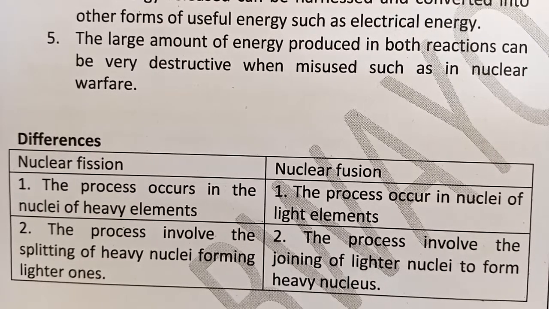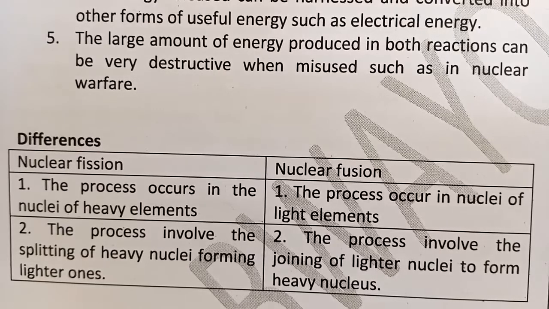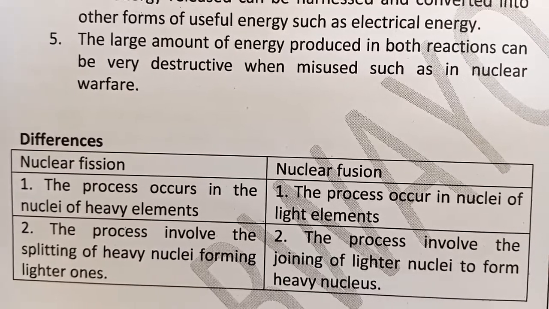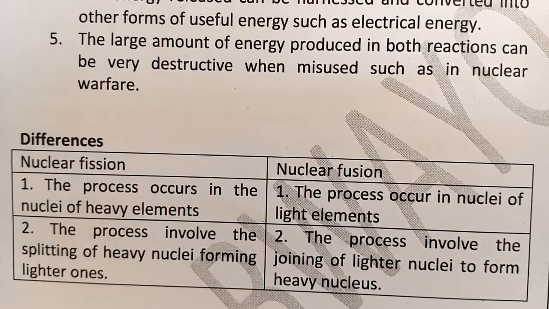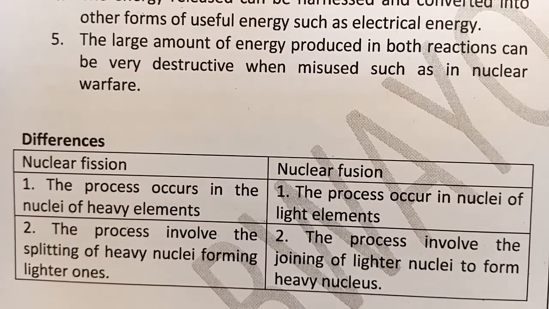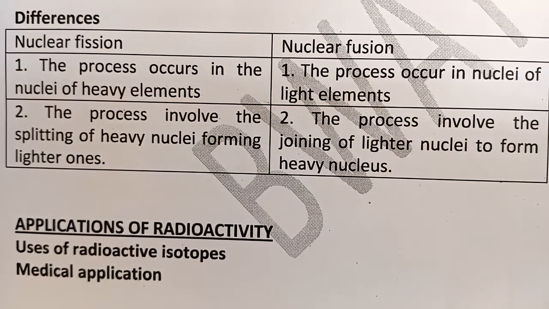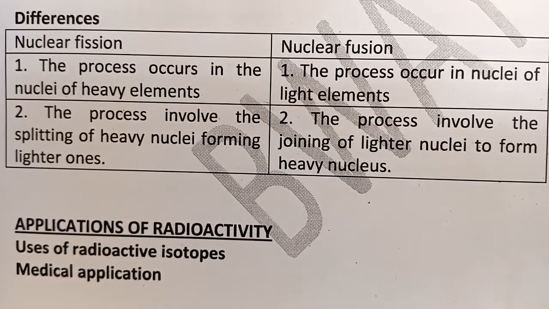In nuclear fission, the process involves splitting of the heavy nuclei, forming lighter ones, while in fusion, the process involves joining of lighter nuclei to form a heavy nucleus. Now, finally, let's consider the applications of radioactivity and the dangers. So, applications of radioactivity. The uses of radioactive isotopes are very many.